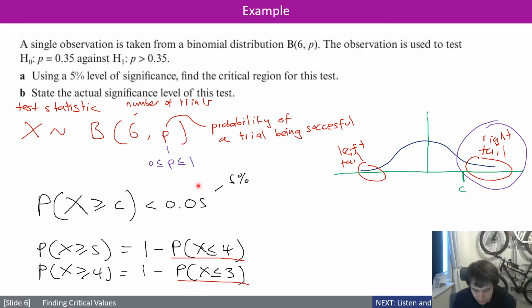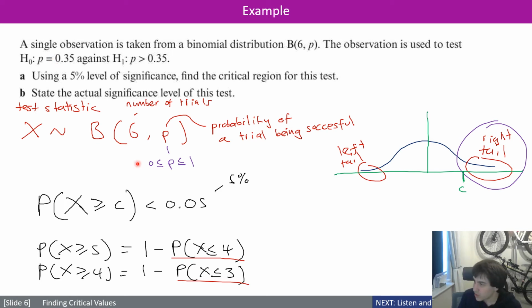Okay, so binomial CD, I'm putting an n of 6. And what about p? Well, my p is the thing we're doing the test on. By default, we pick the null hypothesis. So 0.35.